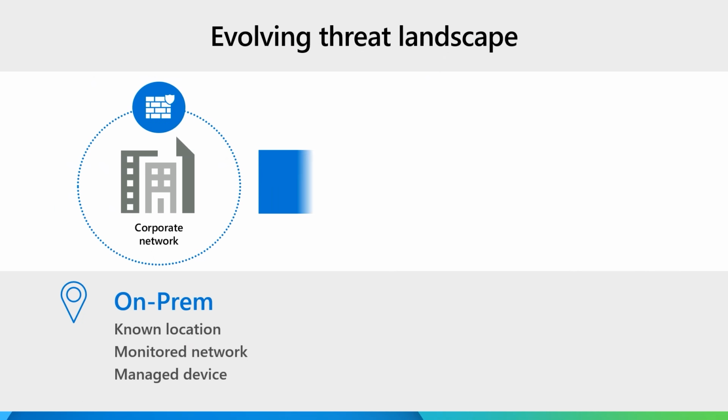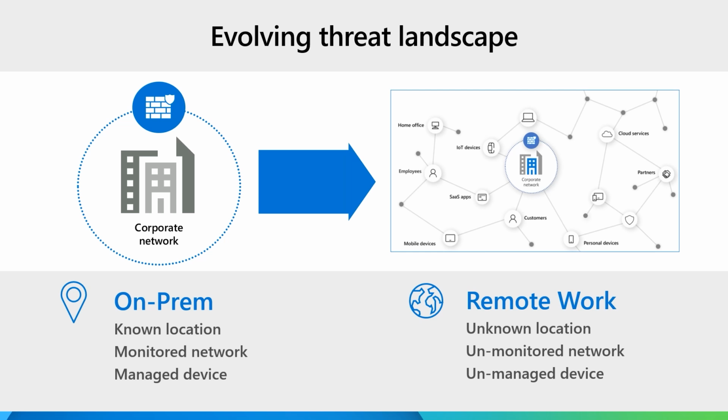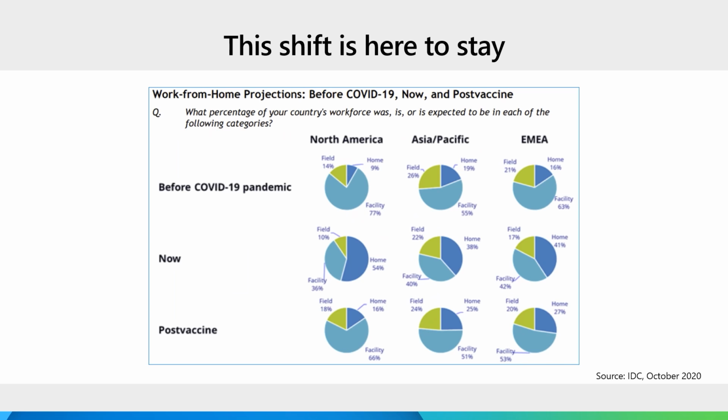The enterprise threat landscape is evolving. We are all aware of the new challenges brought by COVID-induced acceleration of the move from on-prem to cloud. Securing on-prem infrastructure assumed known locations, monitored networks, managed devices. These assumptions are no longer true in remote scenarios. The location is unknown, the network is unmonitored, and sometimes the devices are unmanaged as well. And we all have to accommodate this new reality because the shift is here to stay.